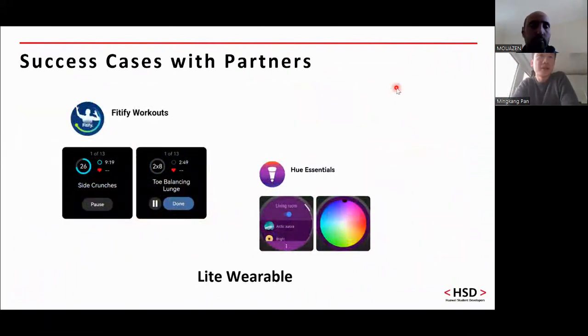And on the lite wearable part, we also have success cases with great partners, huge partners like 50 Workouts. It's a workout app where you can track your heart rate on the watch and send the data to the phone. On the right side we have HUAWEI sensors. I'm sure many of you know them. It's a vendor for smart lamps, and in this case you can turn the smart lamps on and off with your smartwatch, so you don't need to go to the switches. And you can also adjust light and colors and so on.